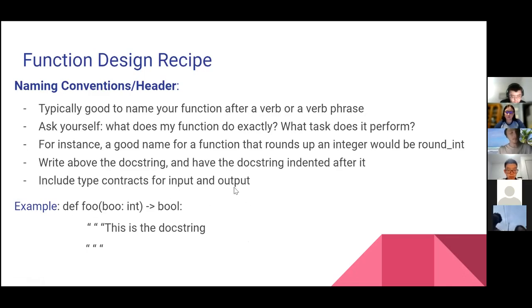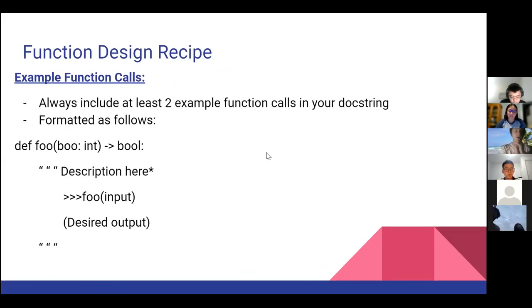Okay. Unless someone has any questions, I will go to the next part. The next important part is that you should always be including your example function calls. You should always be including at least 2 of these in your docstrings, and they're formatted as follows. You have your function, some sort of input, and then you want to see that it returns what it's supposed to be returning. We'll do an example after, so don't worry if this is a little unclear. I'll go over it in the Python shell.